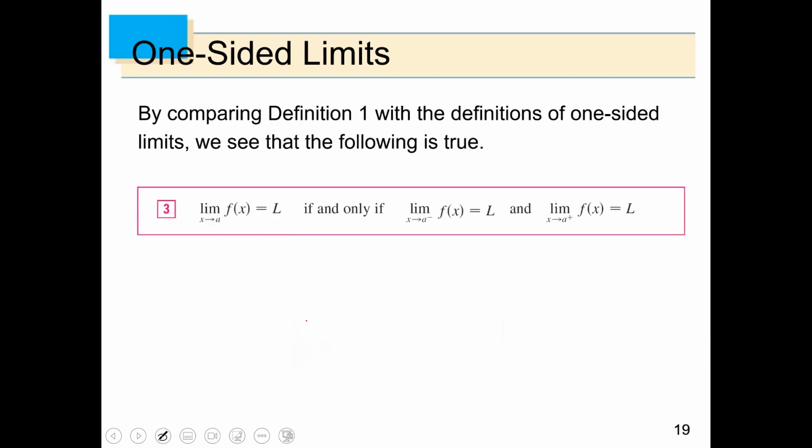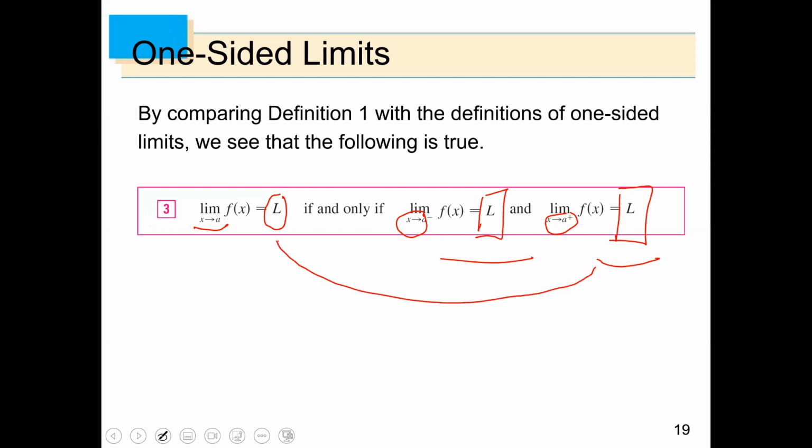Look at this definition now. Our theorem: the limit of f of x is equal to L when x is approaching a if and only if the two one-sided limits, a plus and a minus, are equal to the same value. So if I find this and this, then I can conclude this. Okay, good.